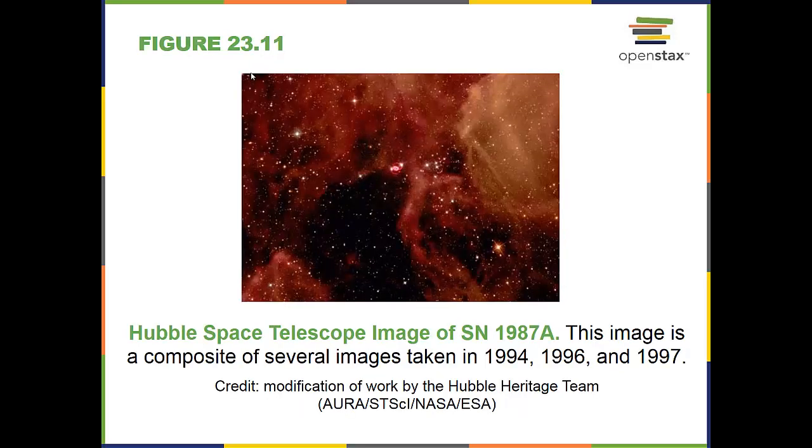The only supernova that could be seen with the naked eye during the last few centuries was 1987A. It's not in the Milky Way, but in one of our companion galaxies, the Large Magellanic Cloud. Composite images show how the debris has been expanding over time.